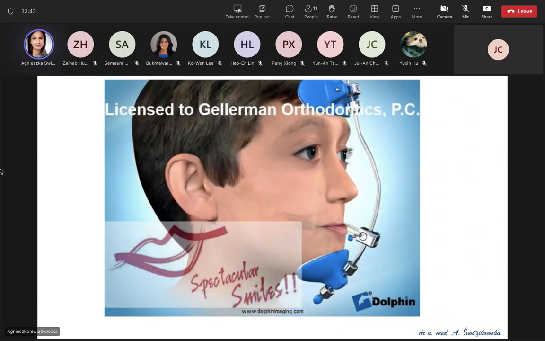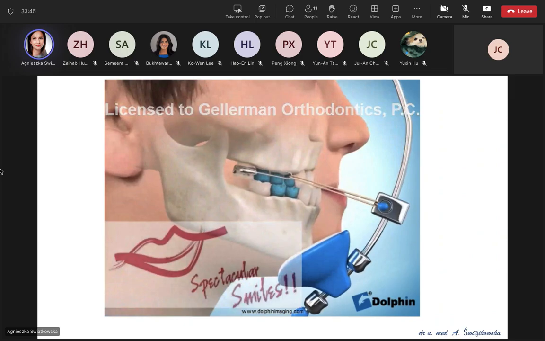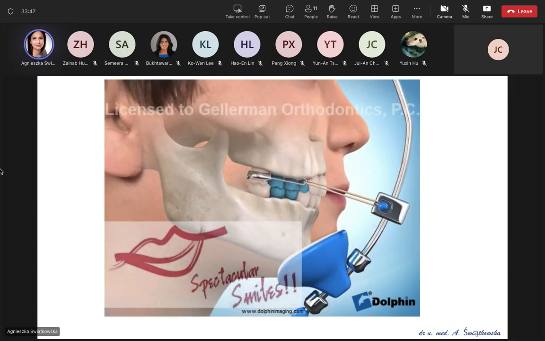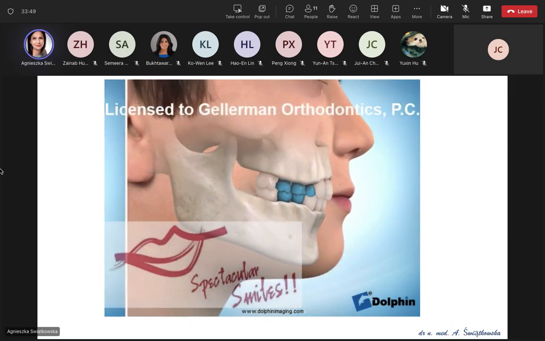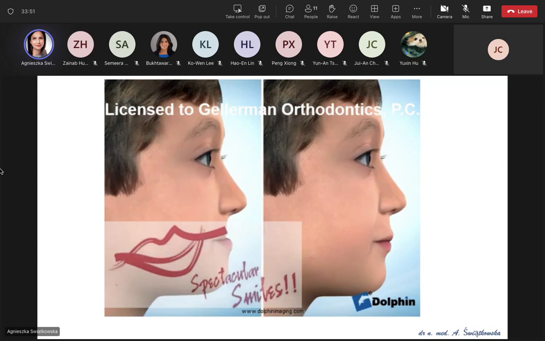Young patients wear this kind of appliance at home during sleeping. So we ask patients to use it from 12 to 14 hours per day. And the treatment should be finished before 10 years old.